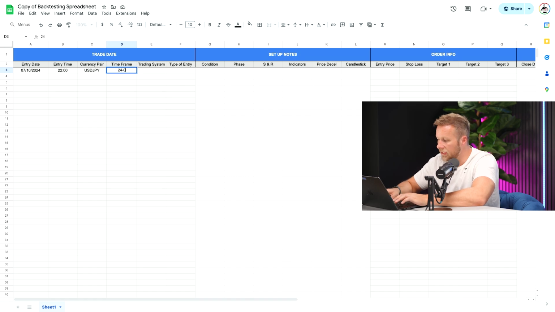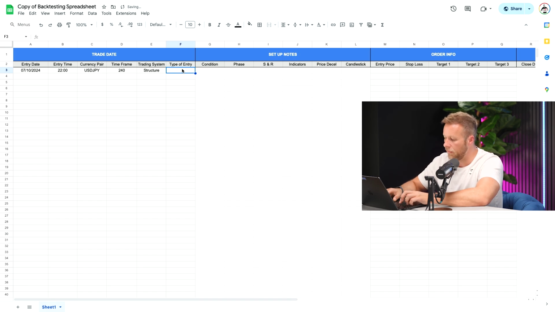But it's really up to you. So the time frame on this is going to be the 4 hour. I'm trading the 4 hour time frame. The trading system is going to be structure. Okay, so structure resistance. It's a structure-based trade, and the type of entry is going to be a double top.